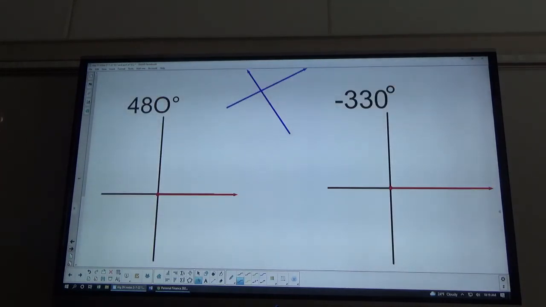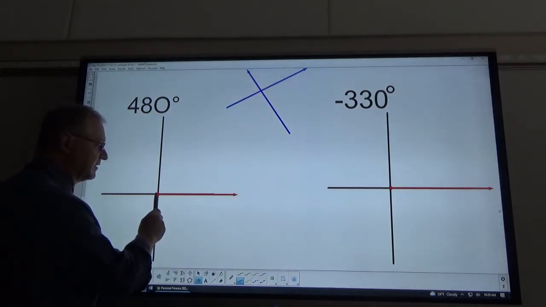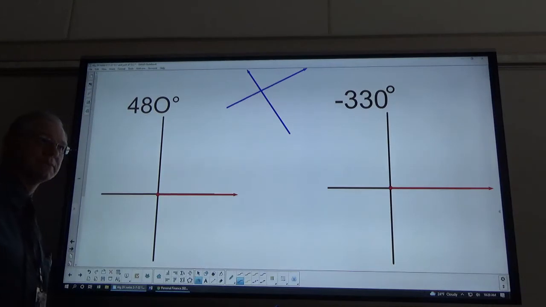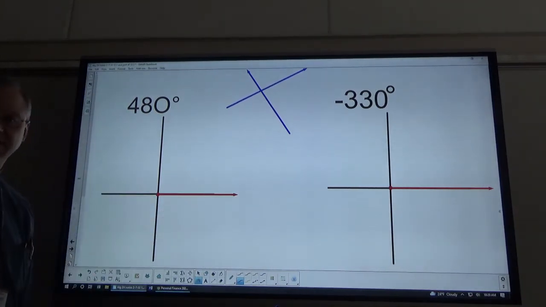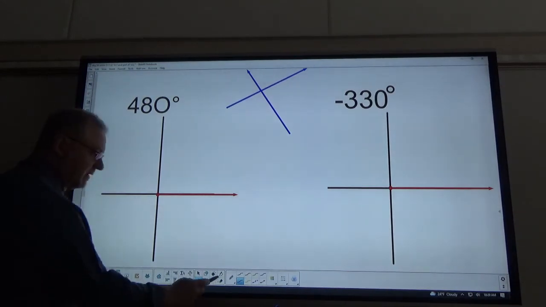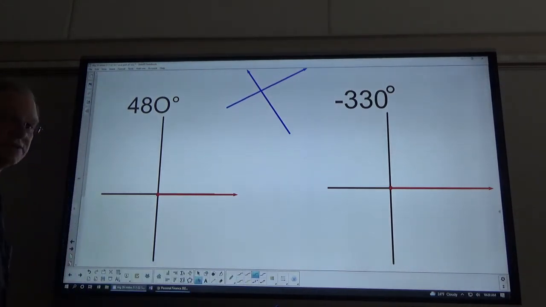Let's go on to drawing angles greater than 90, even greater than 360, or even negative angles. In all these cases, we're going to start our initial side at the positive x-axis. Positive angles go counterclockwise, and negative angles go clockwise.